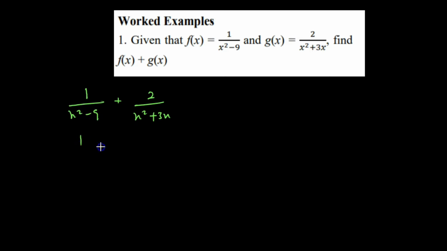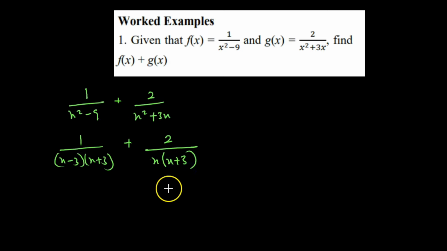So writing f of x in factor form, it is x minus 3 and then x plus 3, because it is a difference of two squares. That will give you the factors of that x squared minus 9. Plus, then we have 2 divided by the common factor between x squared and 3x, which is x into bracket x plus 3.